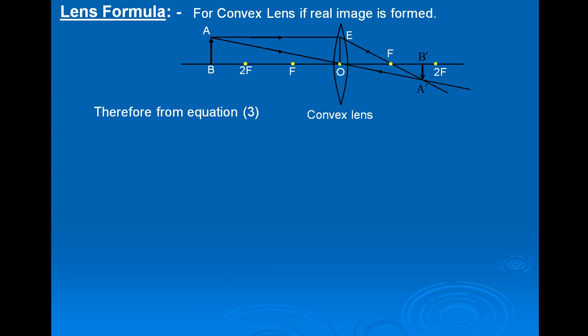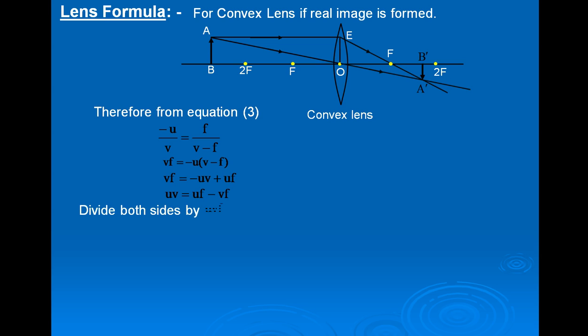Therefore from question 3, minus u upon v is equal to f upon v minus f. Now cross multiply, we get vf is equal to minus u into within the bracket v minus f. Now open the bracket, vf is equal to minus uv plus uf, or by rearranging, uv is equal to uf minus vf.